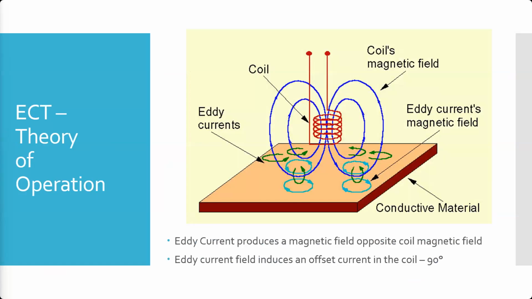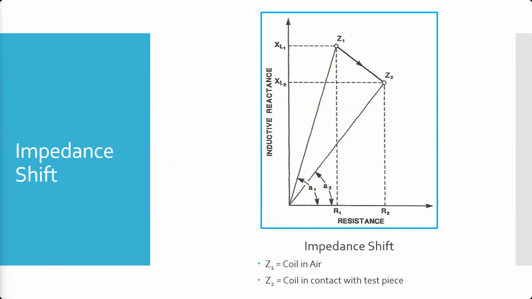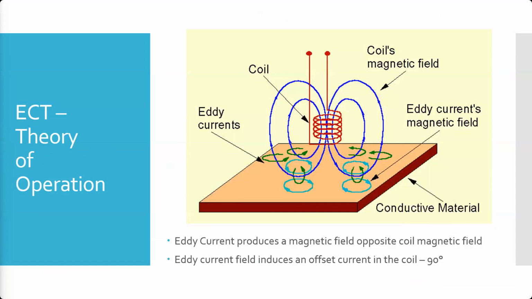It's going to change the impedance, the inductance, the resistance of the coil. Now, at the same time, when there's a change in the material, that's also going to change and disrupt these eddy currents down here. And remember, the eddy currents are also forming a magnetic field that's affecting the coil. And so that's the change in inductive reactance.